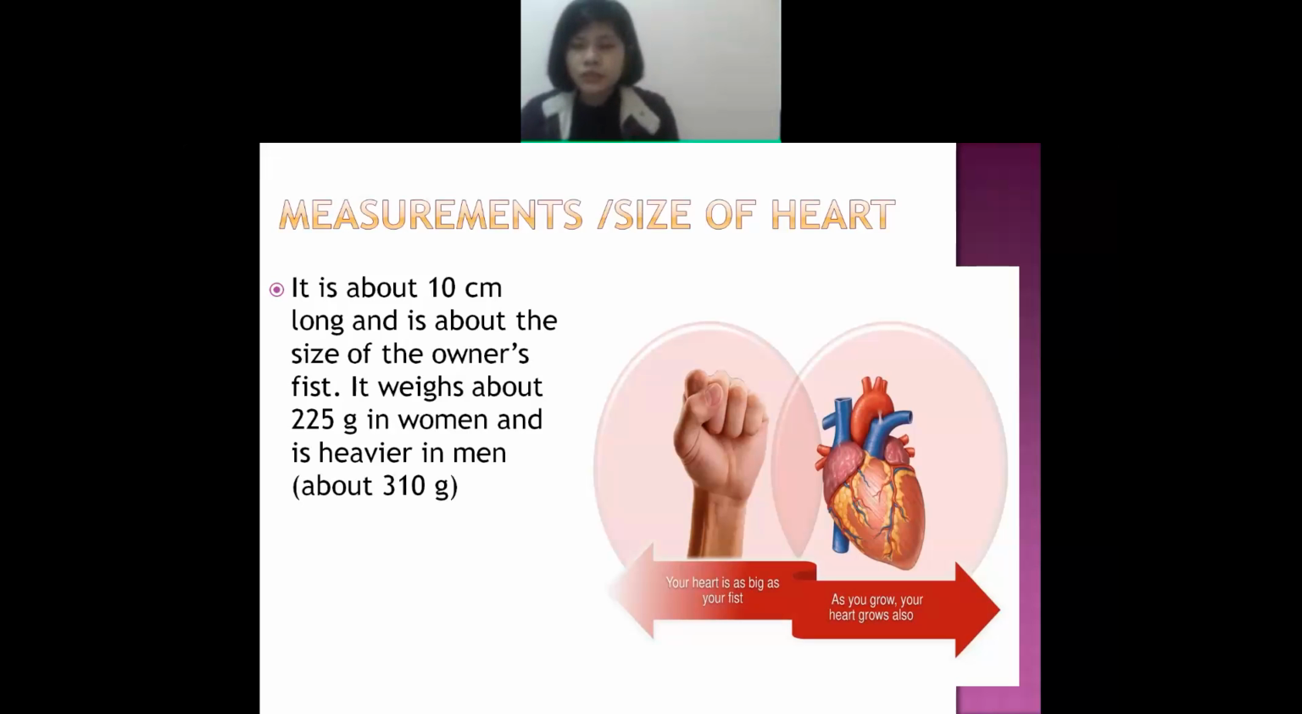And what is the weight of the heart in women? You'll see that approximately it's not that it will be the same. It's not that exactly it will be 225 grams. So what is the weight? Approximately it will be 225 gram. It's not that exactly it will be 225 gram, which you will find in women, I mean in females.